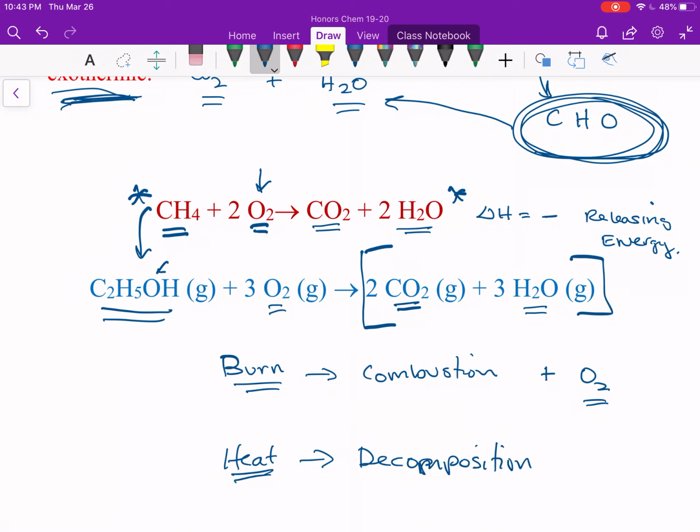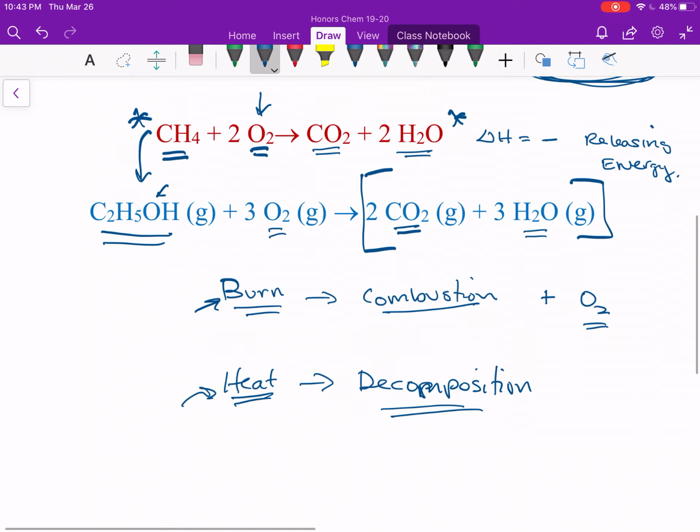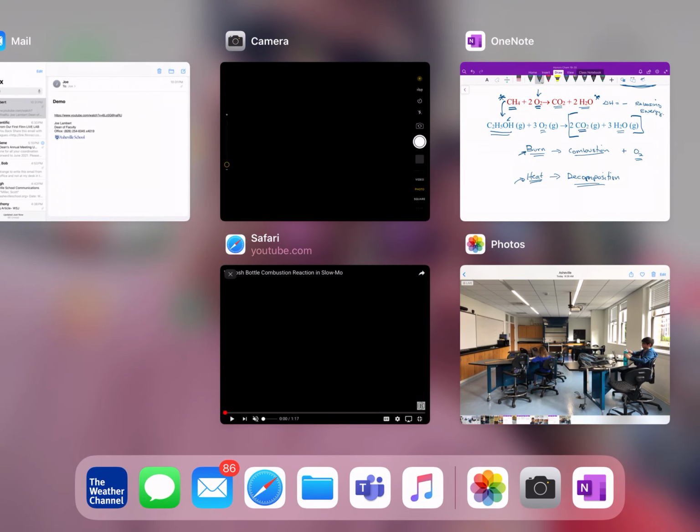So we're not burning it, we're just heating it up, increasing its temperature until it starts to break down. Big difference in terminology. If we see burning something, it's combustion, but if we just heat it up, then we're probably going to get a decomposition reaction. Let's take a look at a great example of this. We looked at this demo before, but I think it's worth watching again.